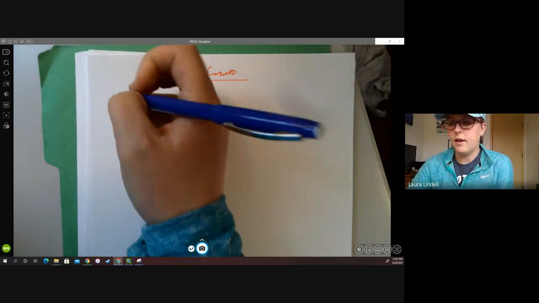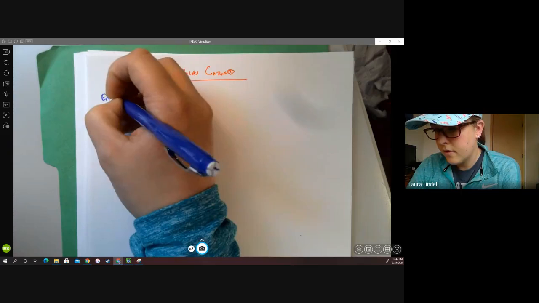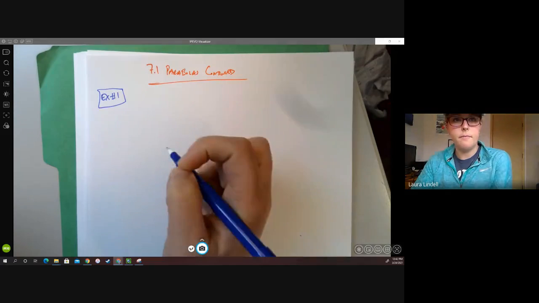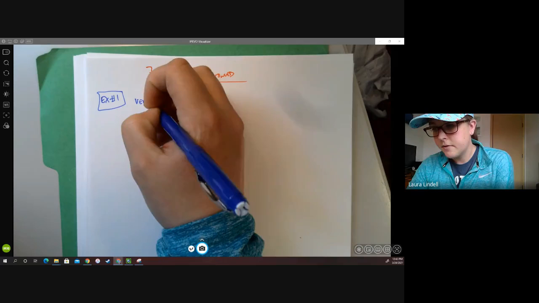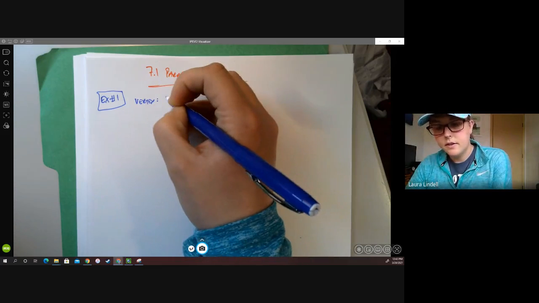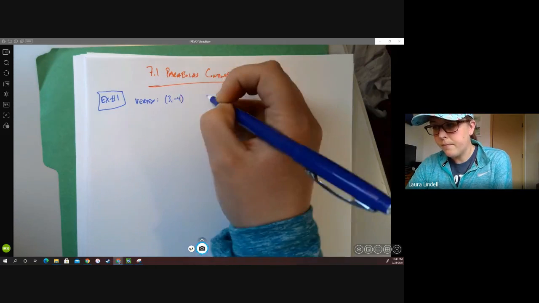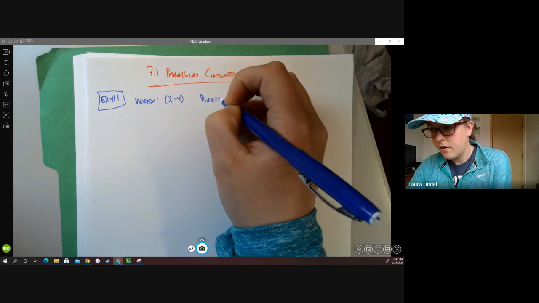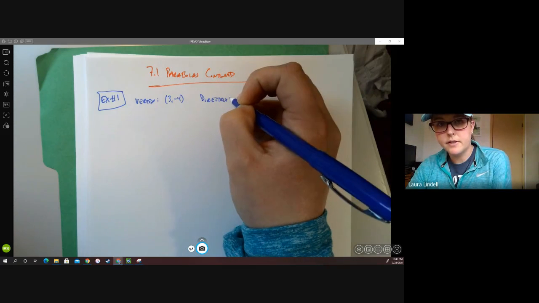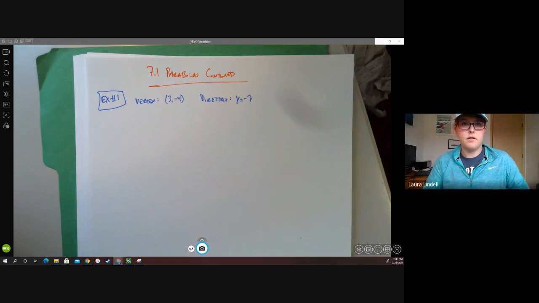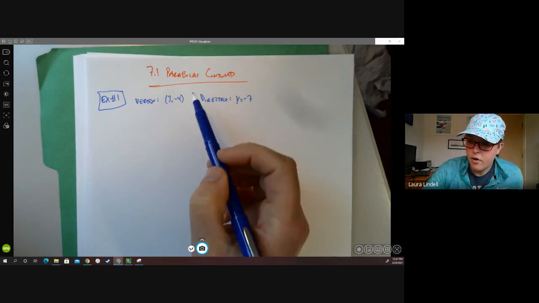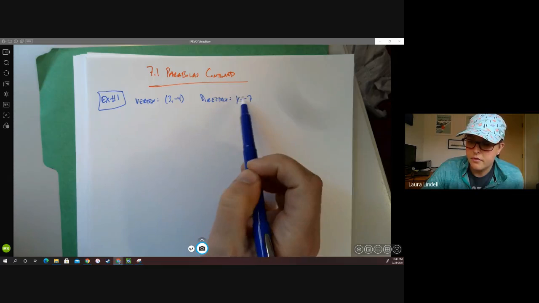So with that, first example of the day. We are given that the vertex is (3, -4), and the directrix is y equals -7. Okay, so based off of this information, go ahead and draw a graph really quick with the vertex and the directrix.